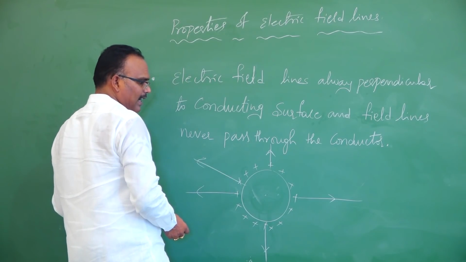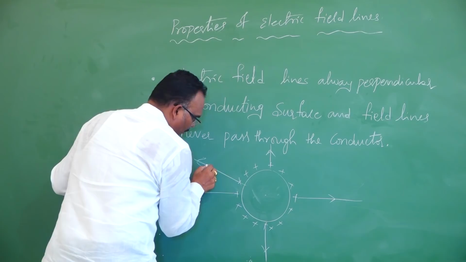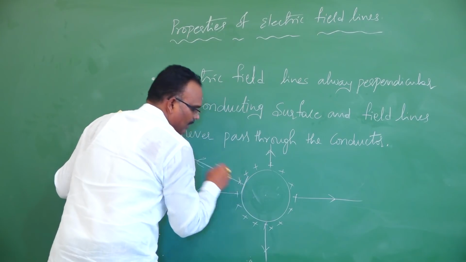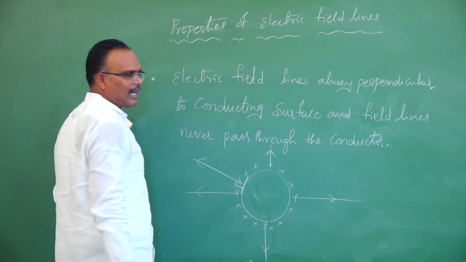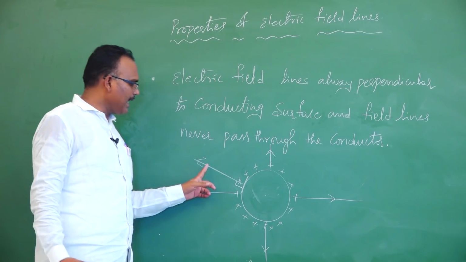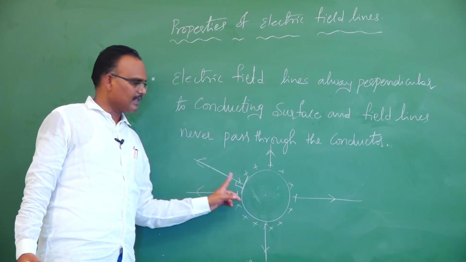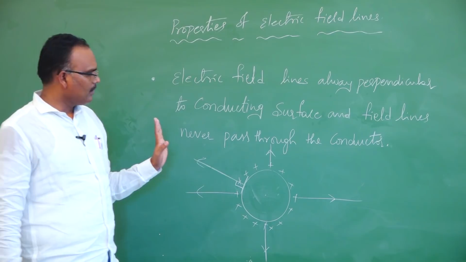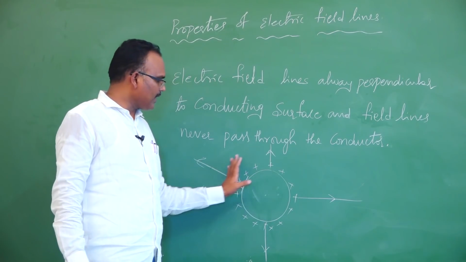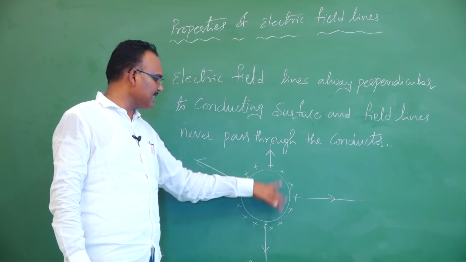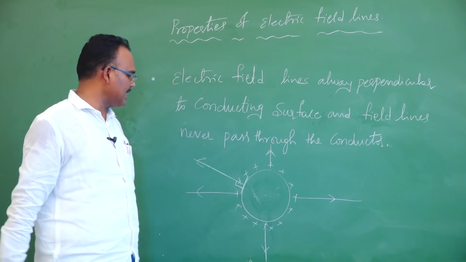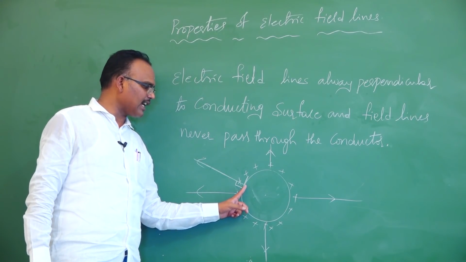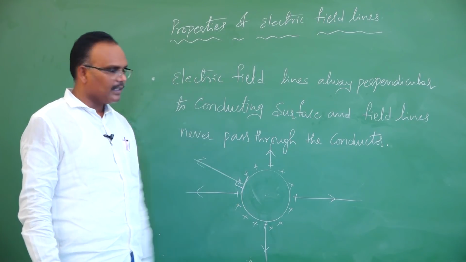Whether a field line is perpendicular or not, how to check? From the point where this field line starts, you have to draw a tangent. Then you measure the angle between these two, and you will understand what angle this field line makes with the surface. This is perpendicular. This is how the field lines will exist on the conductor. If it is a positive charge, outwards. If it is a negative charge, inwards. Only the direction will change, but the angle between the field line and the tangent to the surface of the conductor is always 90 degrees. This is important.